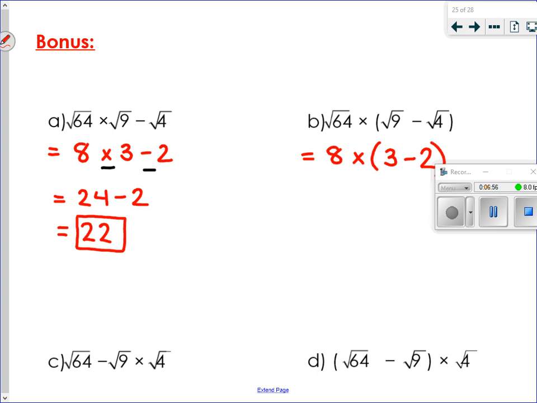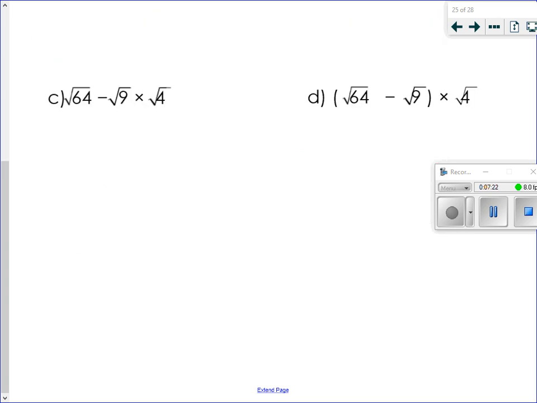Now again, I have to remember to use order of operations, BEDMAS. And BEDMAS says that I always do any operation that I find in brackets first. So I have 3 minus 2, which would be 1. So I have 8 times 1. My final answer will be 8 times 1 is 8.